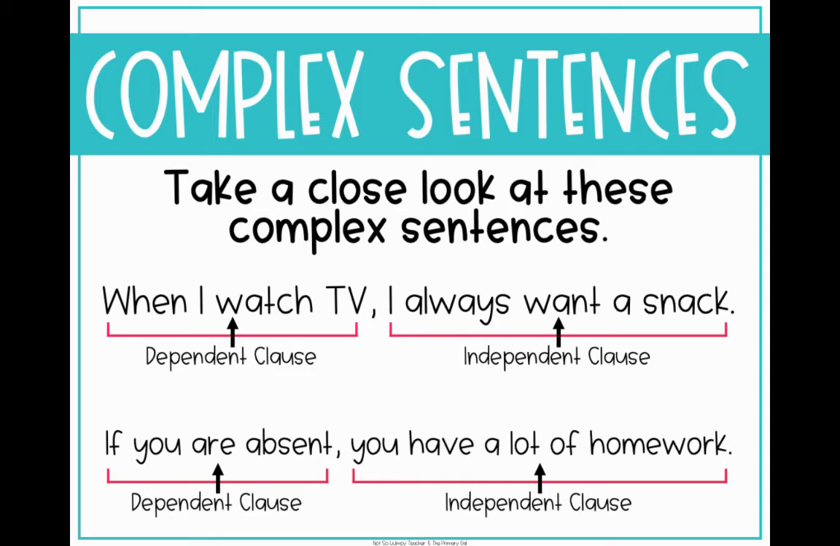So let's take a look at these complex sentences. So we have when I watch TV. When is the subordinating conjunction. So when I watch TV is the dependent clause. I always want a snack. This is an independent clause, it can stand by itself. Notice that when the dependent clause is at the beginning, we also add a comma in between.